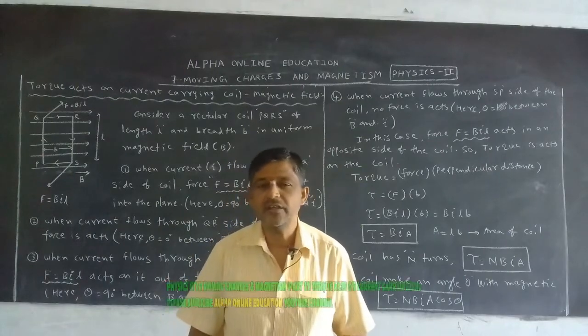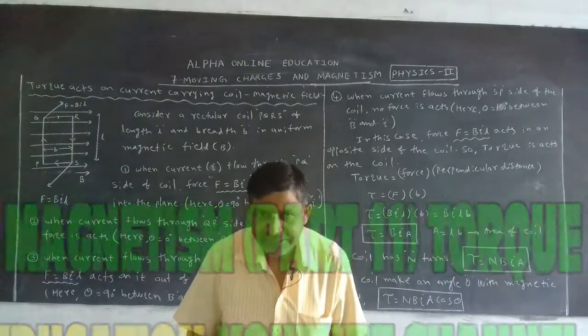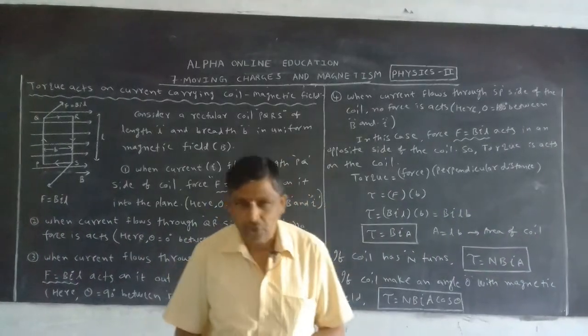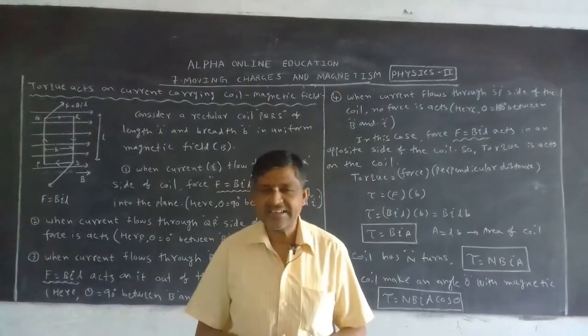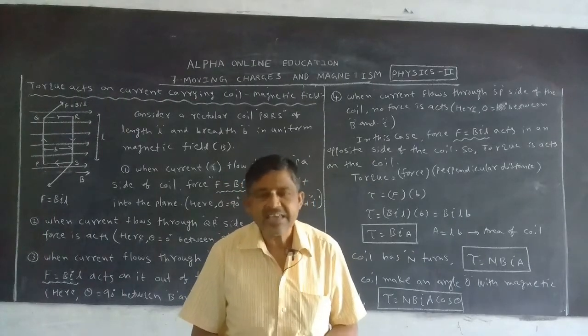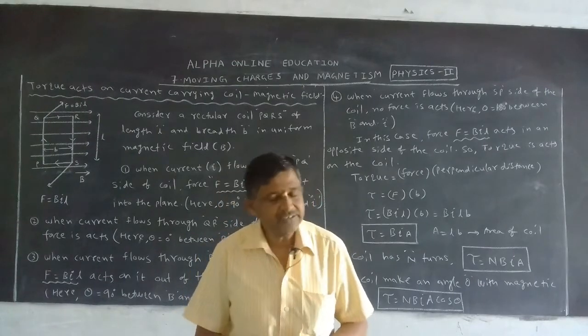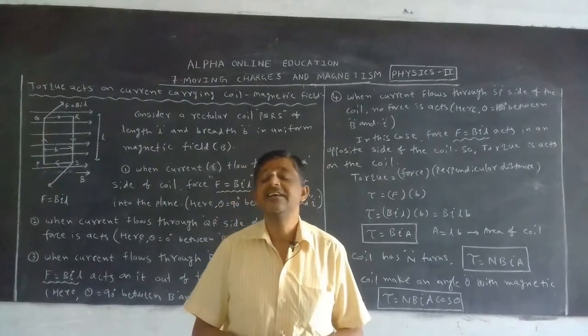BIA. B is called magnetic field or magnetic induction. I is current. Capital A is the area of the coil. If the coil has a number of turns, tau is equal to NBIA. N stands for number of turns. Again, B is called magnetic induction, I is the current, A is the area.